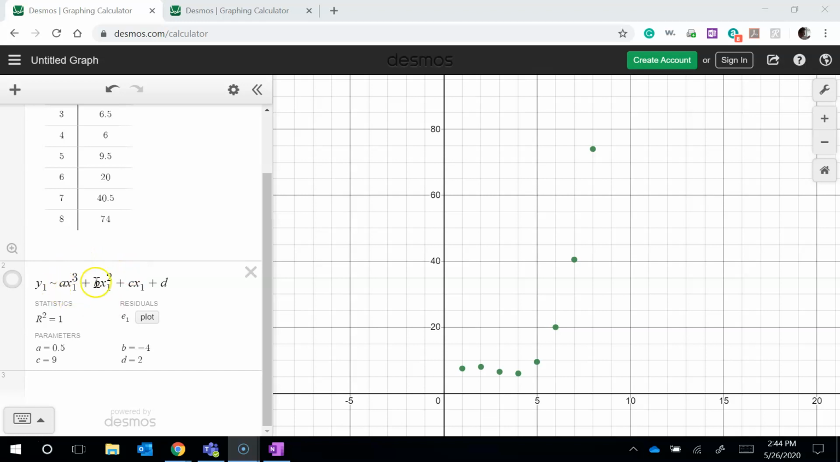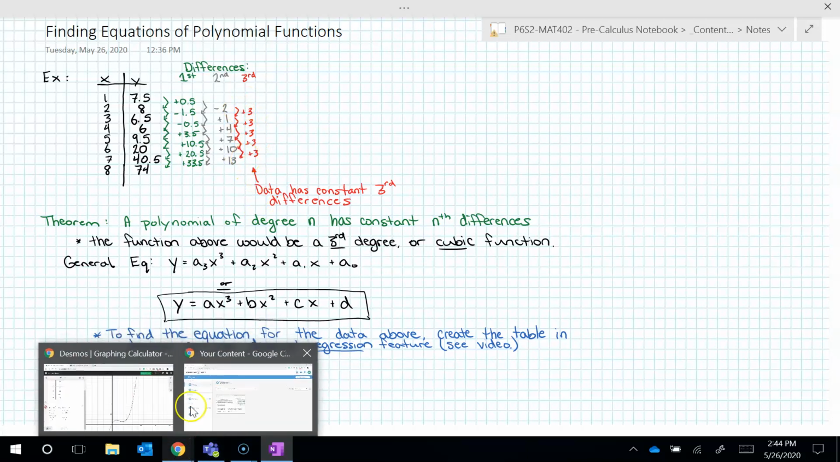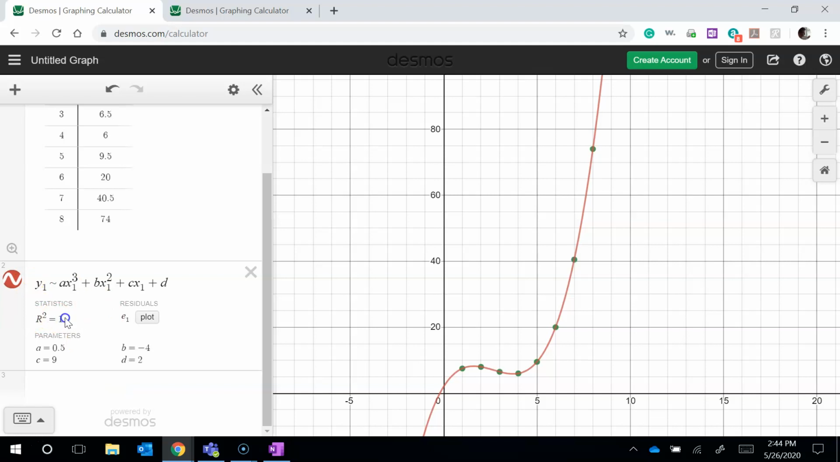So now you have these a, b, c, and d values. You know that for the cubic function, y equals 1/2 x cubed minus 4x squared plus 9x plus 2, and you can have that going through all of your points there. This r squared here tells you what the fit is. So we knew from the data that this was exactly a cubic function because it had exact constant third differences here. And so this will tell me, yes, it is 100% on. There's no error in this.